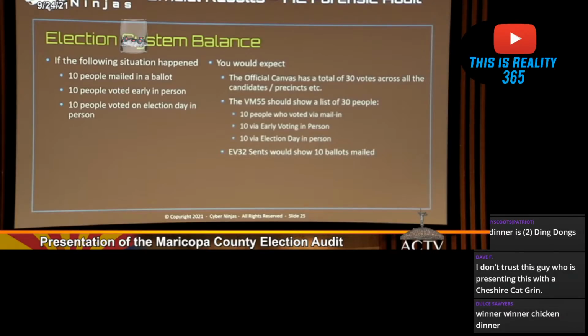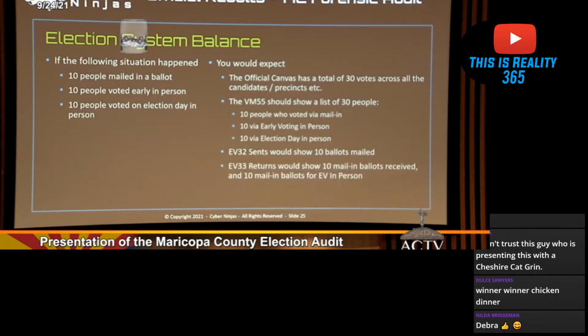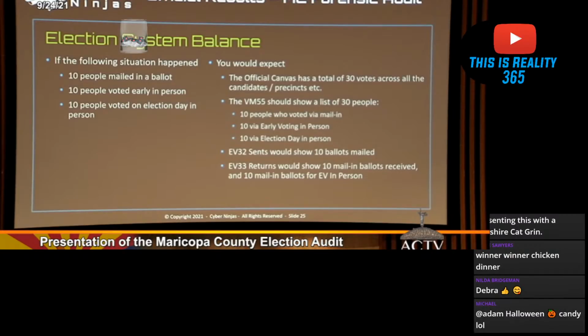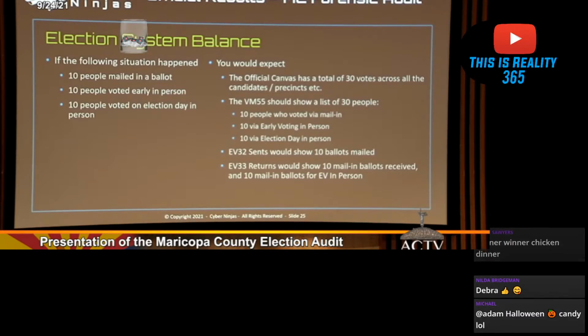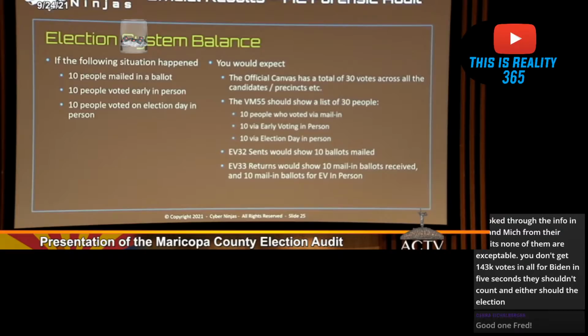Likewise, you would expect that your EV32 would only have 10 ballots mailed in it because that was what was sent out. And your EV33 should have 10 people in it from the mail-in ballots and 10 people from the actual EV in person, for a total of 20. This is what you would expect in a balanced system. This is not actually what we found when we started comparing all these numbers. All these numbers were different in very different ways, and it creates quite a few discrepancies. So none of these systems actually balanced.